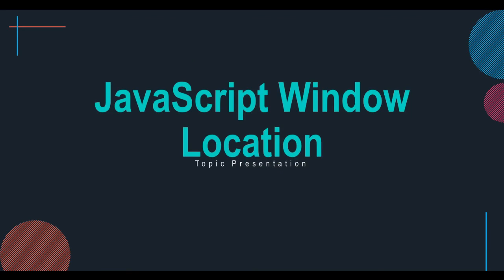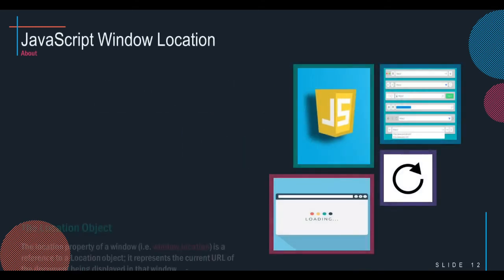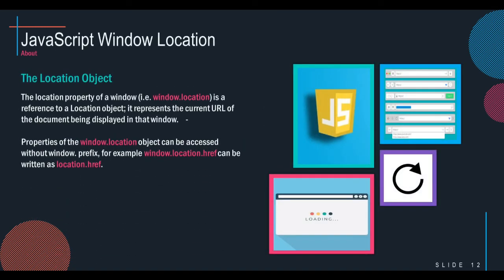So next is the JavaScript window location. The location object: the location property of a window, for example, is a reference to a location object. It represents the current URL of the document being displayed in the window.